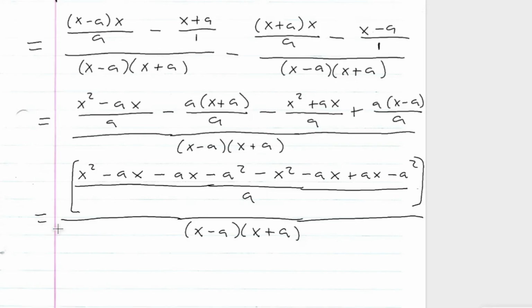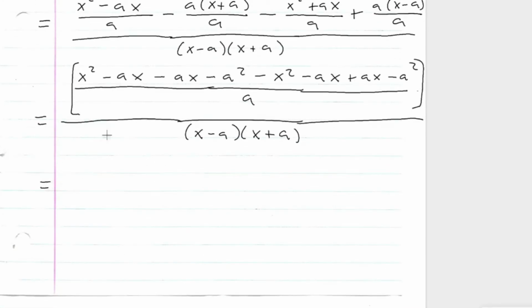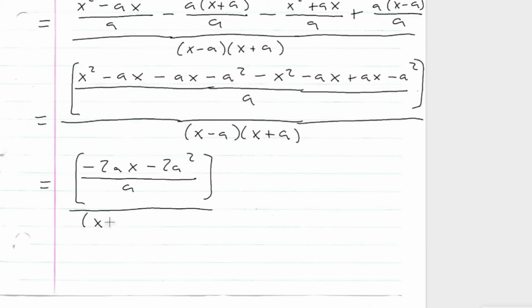All right. So now let's go ahead and combine like terms in this expression. x squared, negative x squared, so that turns to 0. Negative ax, negative ax plus ax, so that would mean we have negative 2ax, right? So negative 2ax, and then negative a squared, so minus 2a squared. That's going to be all over a, right? So this expression is this guy here, and that's all over x minus a times x plus a.